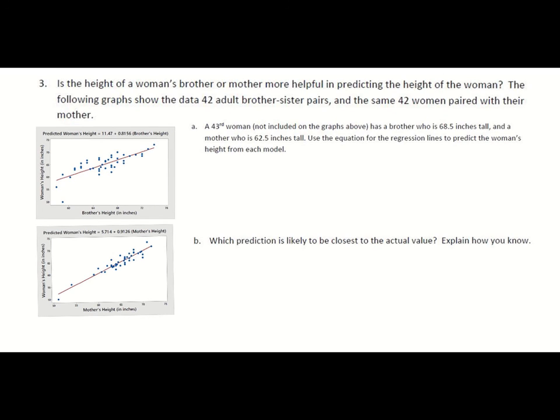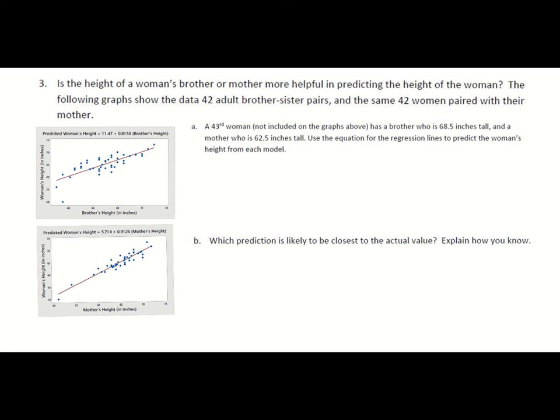Okay, so is the height of a woman's brother or mother more helpful in predicting the height of a woman? The graph shows the data for 42 adult brother and sister pairs, the same 42 women paired with their mother. The 43rd woman not included on the graph has a brother who is 68.5 inches tall and a mother who is 62.5 inches tall. Use the regression equation to predict the woman's height from each model.